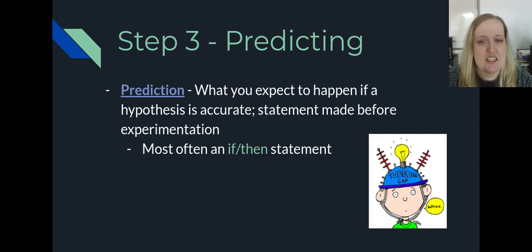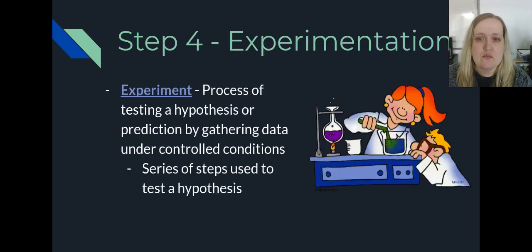Step 3 is predicting. A prediction is what you expect to happen if your hypothesis is correct. So you make your hypothesis first, and then you will make a prediction based on it. Usually when a prediction is written, it's actually written in an if-then statement. So if this happens, then this will be the result. So that's how a prediction is set up.